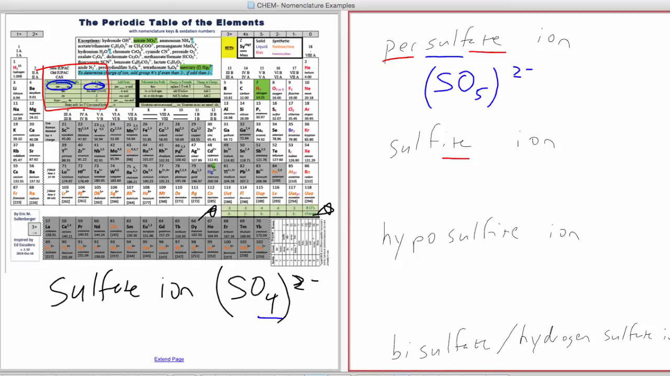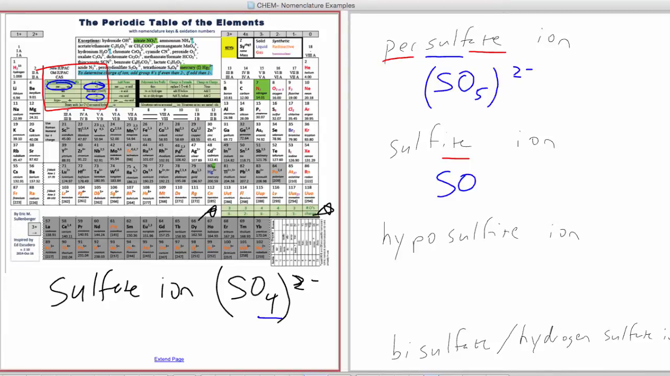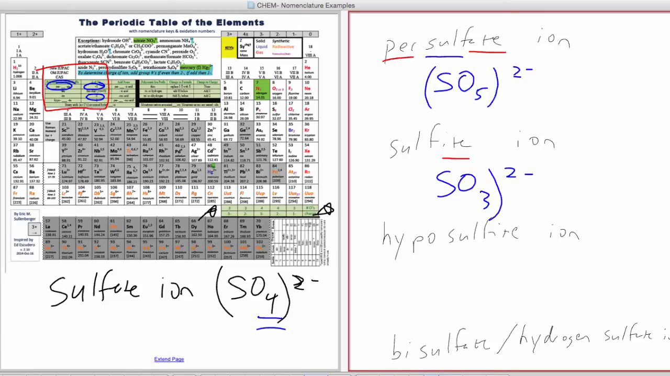-Ite ending, again, we base it off of sulfate, so it's SO, and the -ite ending says take away 1 oxygen. So instead of 4 oxygens as we had originally, it's now 3 oxygens with a 2 minus charge. Hyposulfite, hypo-ite means we take away 2 O's, and that is from the original sulfate ion. Still a 2 minus charge. Those are the most common prefixes and suffixes that are used.